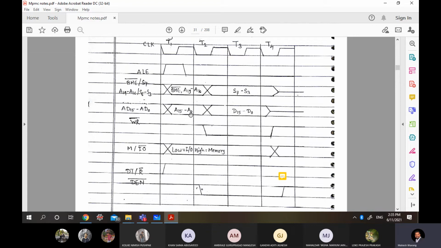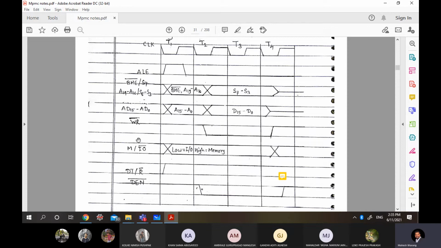It will not happen either because I do not want to write the address, I want to write the data. Understood? So the write bar signal will go low when the address line ends, after that the write signal goes low. Why? Because now I have to write data. Understood? Yes. Okay. So this is the write signal.